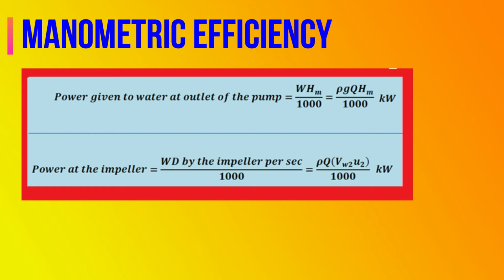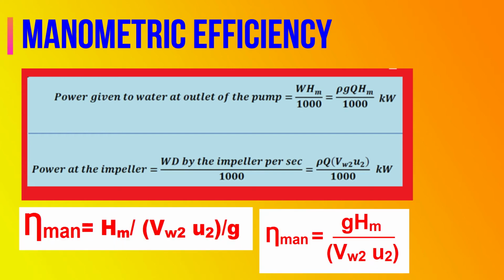And the power at the impeller, or we can say work done by the impeller per second, equal to rho g multiplied by Vw2 U2 upon 1000 when it is required in kilowatt. When we simplify this equation, here you can see that rho g cancel, so the final equation is the same, Hm upon Vw2 U2 upon g, or manometric efficiency equal to g Hm upon Vw2 U2. So this is the manometric efficiency.